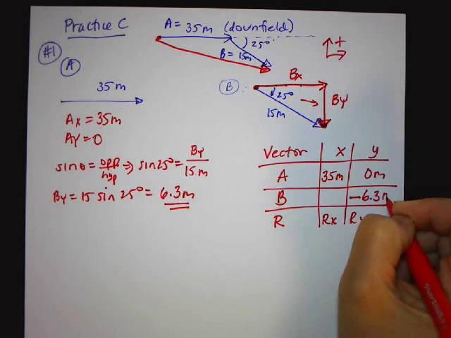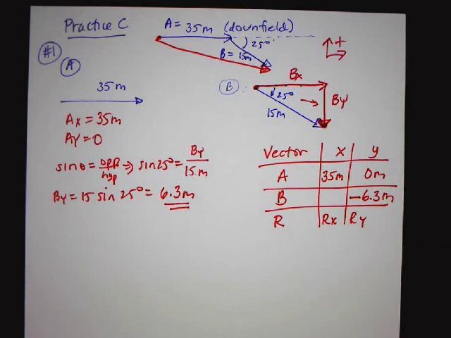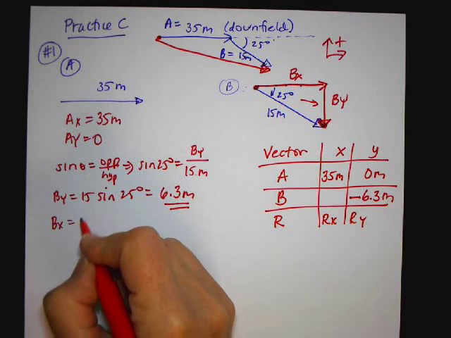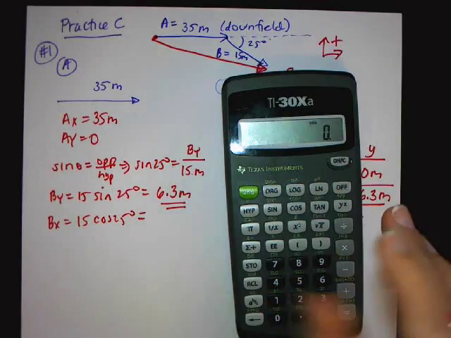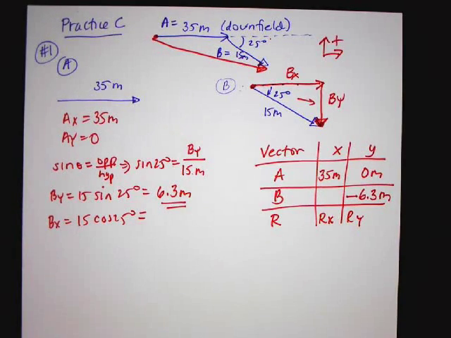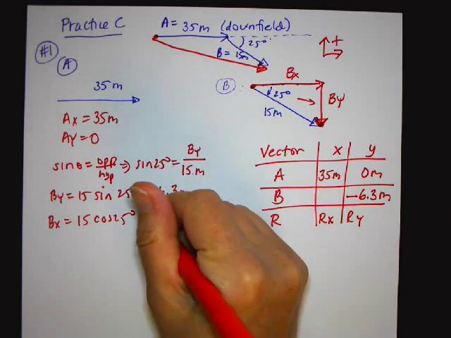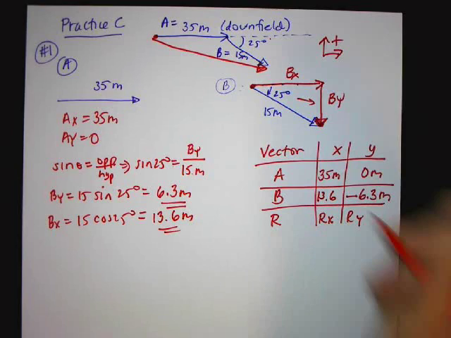Now Bx is adjacent to the angle, so Bx is equal to 15 cosine of 25. On my calculator, 25 cosine times 15 equals, so it comes out to be 13.59. I'll just say 13.6. And this is positive because it's going to the right.